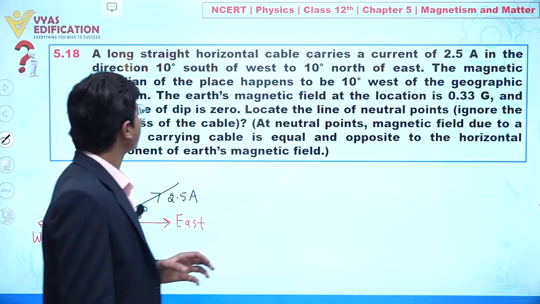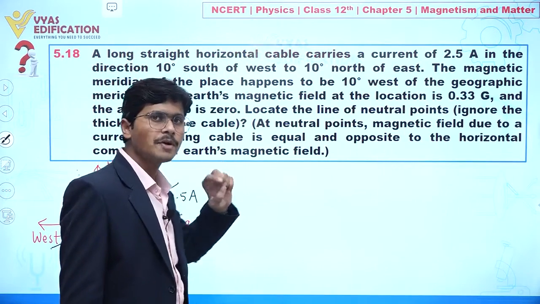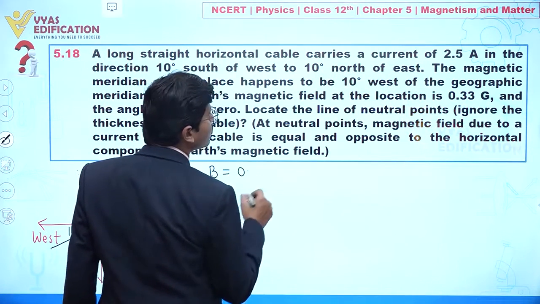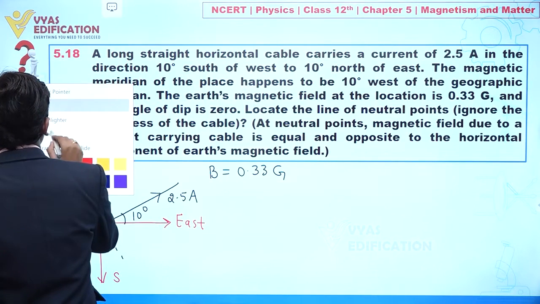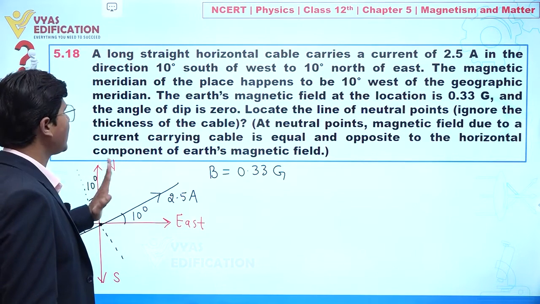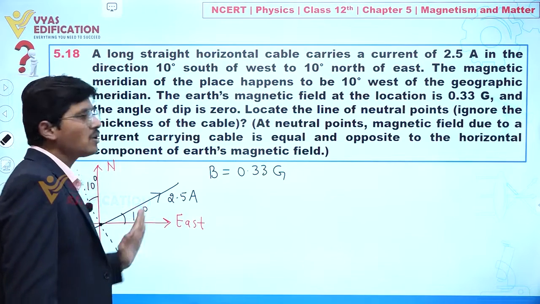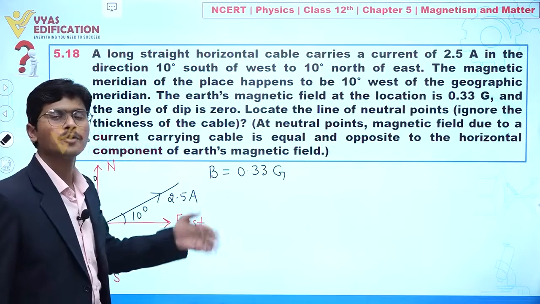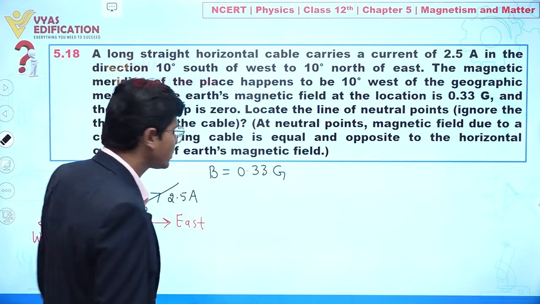Now read this question again. The earth's magnetic field at the location is 0.33 gauss. So we can say the value of capital B is given to you as 0.33 gauss. Clear? So from here you can say this is the direction, this is the magnetic meridian, and the actual location of the magnetic meridian is 10 degrees west from north. Clear? So the value of the magnetic field is given to you.